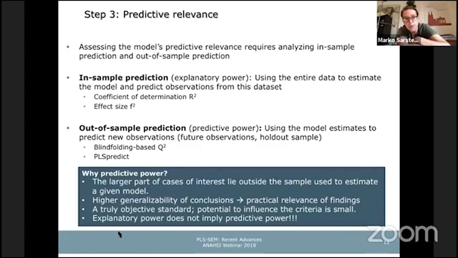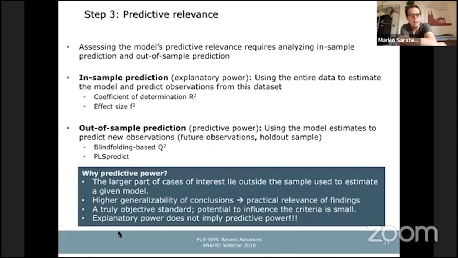In our early works, we didn't really differentiate between these two, and this contributed to some confusion. Now in our latest works on PLS and tutorial articles, we clearly distinguish these two concepts. So in-sample prediction means that you actually use the entire data set to estimate the model, and then you use these estimates to predict observations from the same data set. It's using all the information that you have, and then you try to reproduce this information.